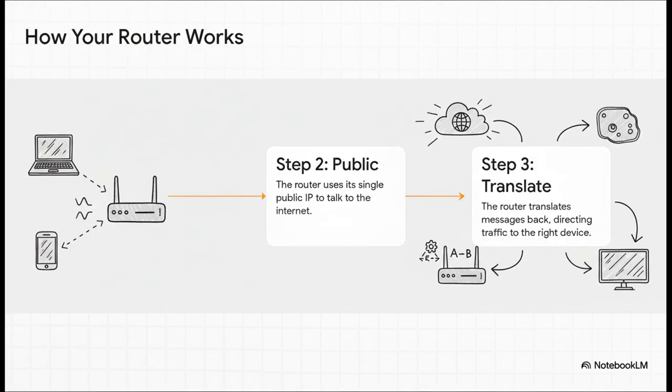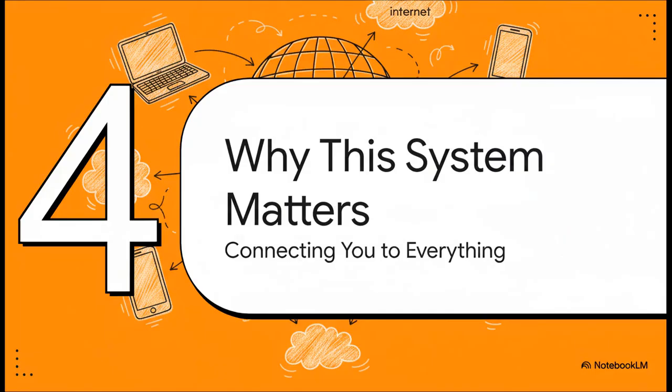So how do all your phones, laptops, and smart TVs, all with their own private IPs, get online? Well, your router acts like this brilliant, overworked translator. Your laptop uses its private IP to tell the router, hey, get me this website. The router then takes that request, sends it out to the internet using its one single public IP address, gets the website back, and then translates it, making sure that data goes to your laptop and not your roommate's gaming console.